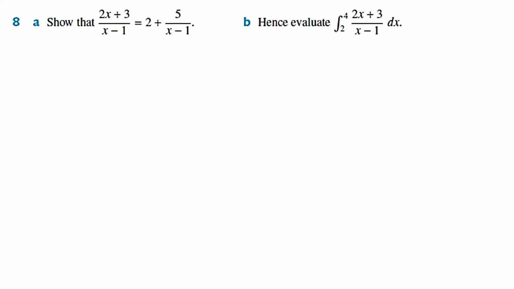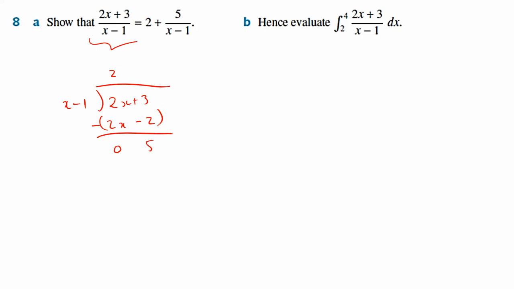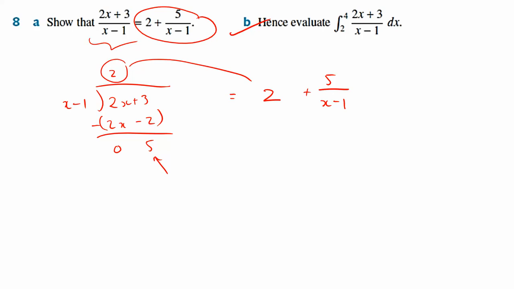Most students kind of freak out because they see fractions, but really all you're doing is saying, in 2x plus 3, how many x minus 1s fit into that? 2 times the x gives you 2x, 2 times negative 1 is minus 2. Do the long division, 0, and 3 minus negative 2 gives you 5. So now you can say it goes in two whole times, remainder of 5. So the remainder 5 is over what you were dividing by. That's how you get that. I'm just doing long division: two wholes, remainder 5, over what you were dividing by. That's how you show that.